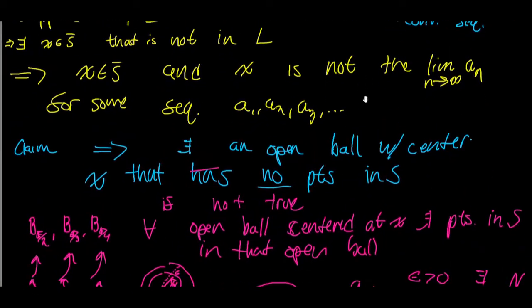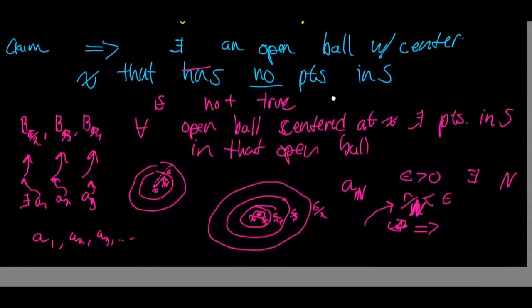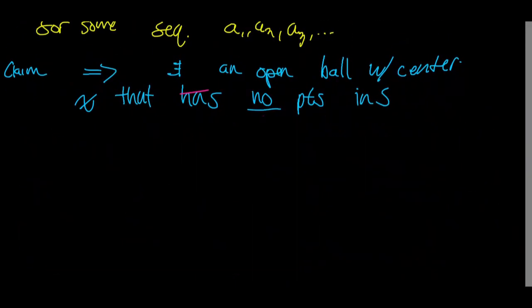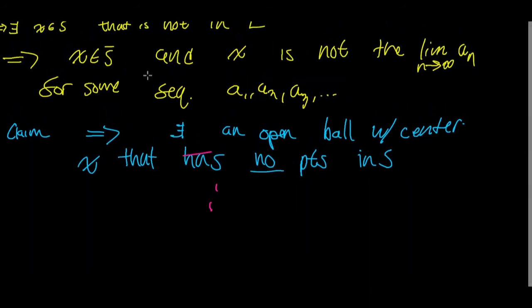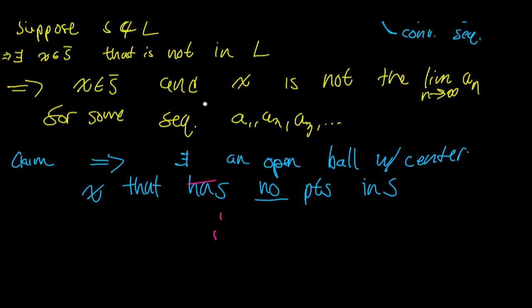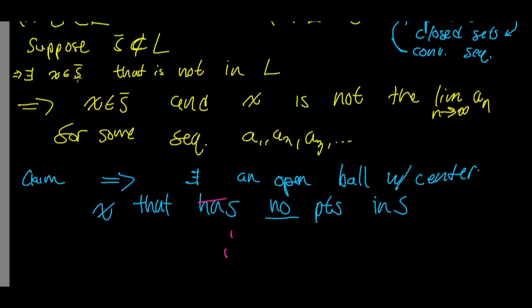I'm going to show the following thing. So let me clear some space here so that I can show my final point. So we just showed that there must exist an open ball with center x that has no points in S, given that x is in S and x is not the limit of a sequence whose points lie in S, which is true if x is in S, x is in a closure of S. So this statement is true. The statement in yellow here is true, given that x is in the closure of S, and it is also x is not in L.